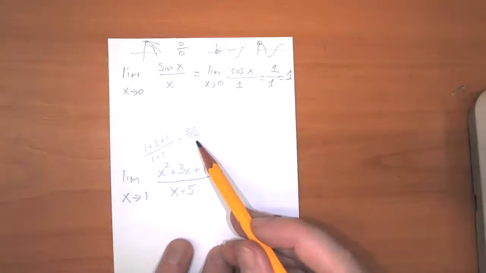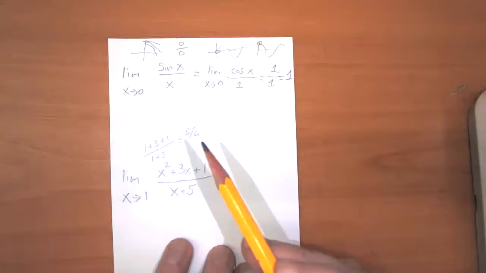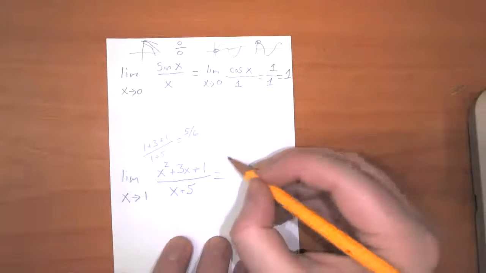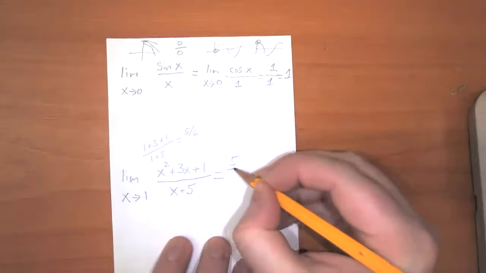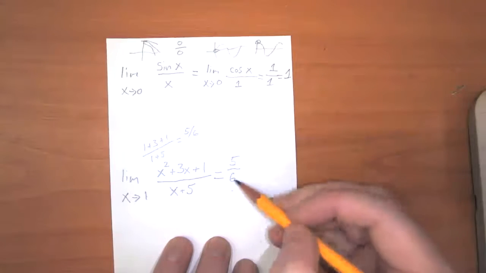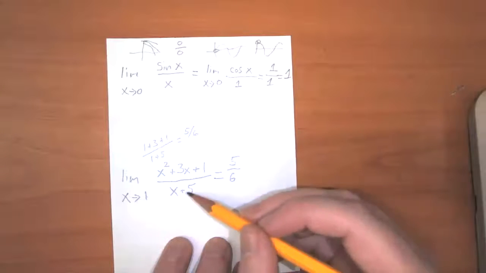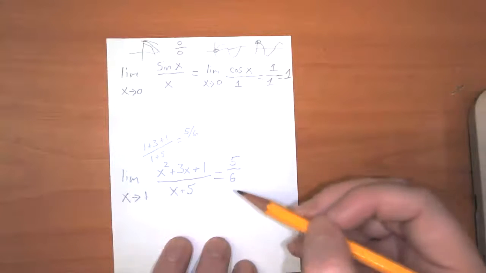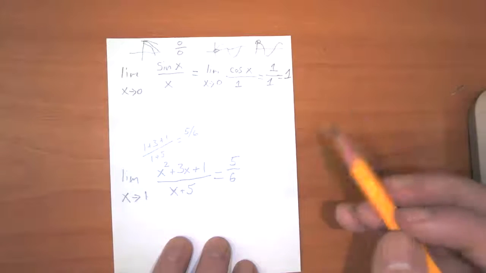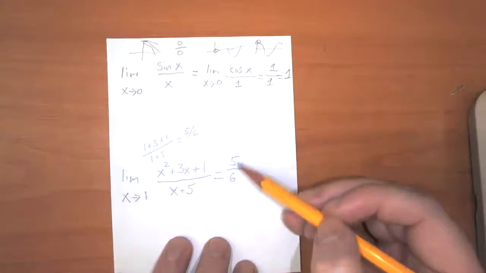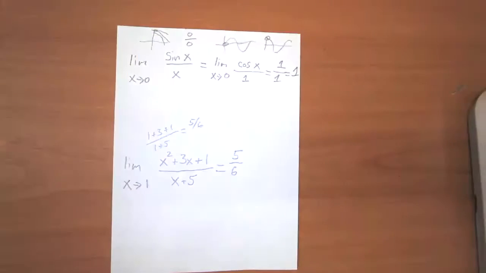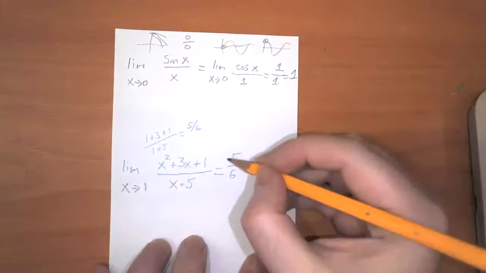Is that an indeterminate form? No, it is not. This is an actual number. And so back in Unit 1, we talked about Rule 1, which says that if substituting 1 in for this, when these are both continuous functions, gives us a good answer, then that's our answer. So this limit is equal to 5 over 6. And that's the correct answer to the question.